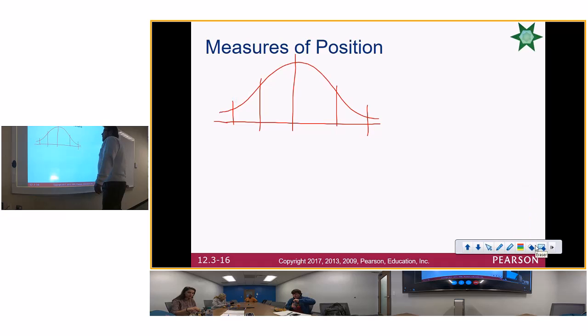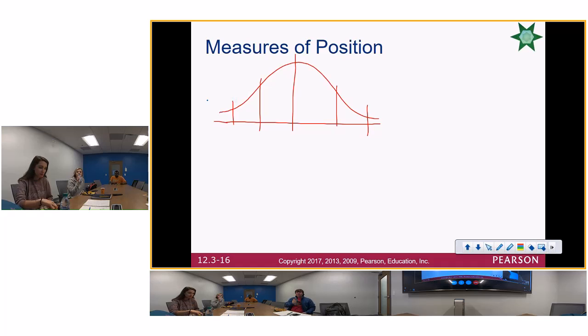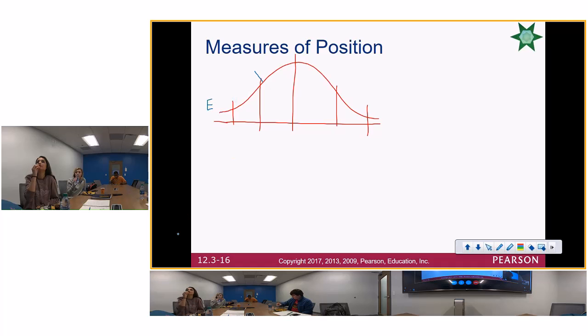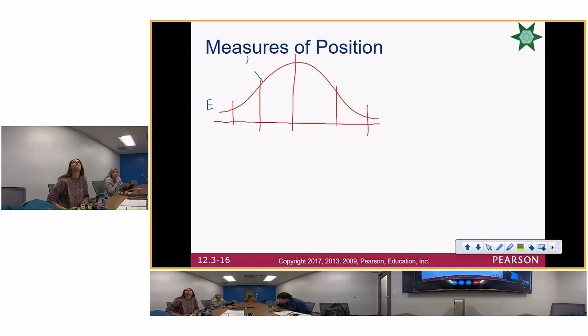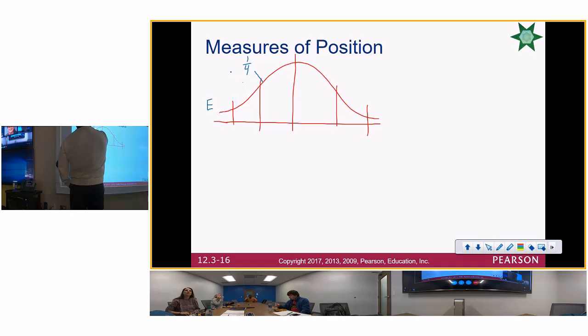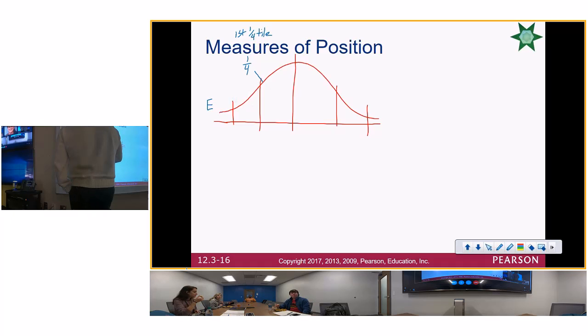But which way do we read? Left or right? Left to right. So this is empty. And what's this right in here? 3/4? No, that's a quarter, right? Quarter of a tank. So that's your first quartile. Now, the first quartile is also the 25th percentile.